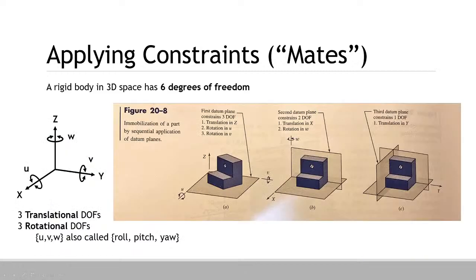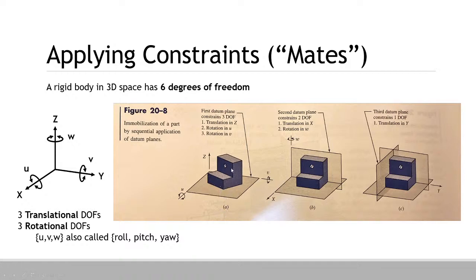A rigid body in 3D space has a total of 6 degrees of freedom, 6 coordinates that can vary independently. You have your translational degrees of freedom, your x, y, and z position, and then rotational degrees of freedom. In this graphic, those are indicated by u, v, and w. Borrowing terminology from aerospace, we may sometimes call those roll, pitch, and yaw. Basically, just as we did with sketches, we apply constraints that slowly constrain those degrees of freedom.